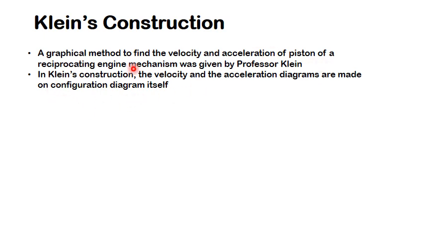So here in Klein's construction, the speciality of this Klein's construction is you can plot velocity and acceleration diagram on the configuration diagram itself. That means we are not going to draw all these configuration diagram, velocity diagram, and acceleration diagrams separately. These diagrams are done all together. So the same thing I am going to explain with one problem.